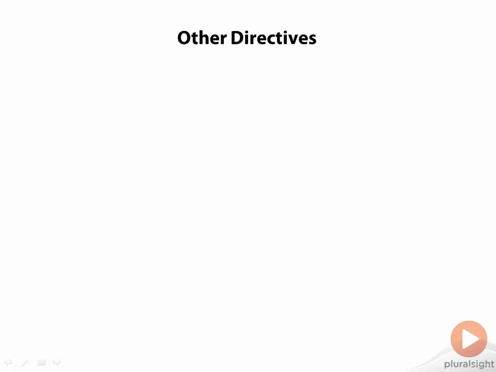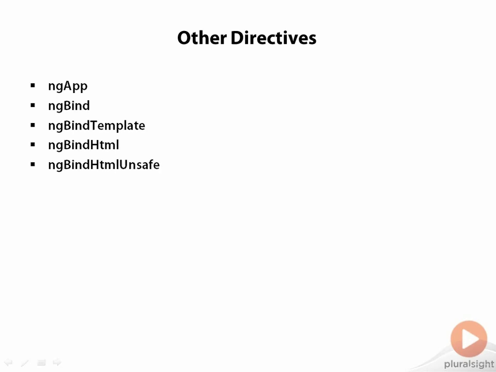Alright, let's look at the other directives that Angular provides for us. These don't necessarily fall into one simple category like the event directives do, but they do a lot of different things and they're very useful to know about. We've already seen ng-app, so we know what that one does. Next we've got the bind directives, which are bind, bind template, bind HTML, and bind HTML unsafe. Let's start out with bind and see what that does.